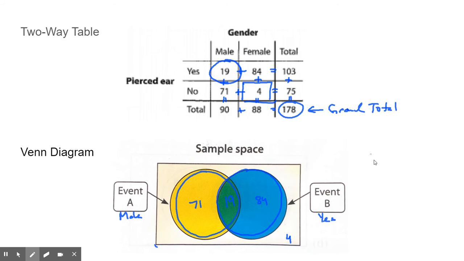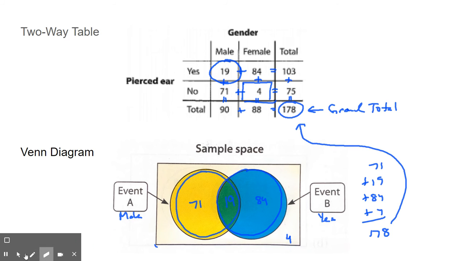So if we add these numbers together, 71 plus 19 plus 84 plus 4, that's going to be 90, 174, that's 178, and boom, that's the grand total. So whenever you fill out a Venn diagram based off two-way data, the sum of these 4 numbers should be that grand total.